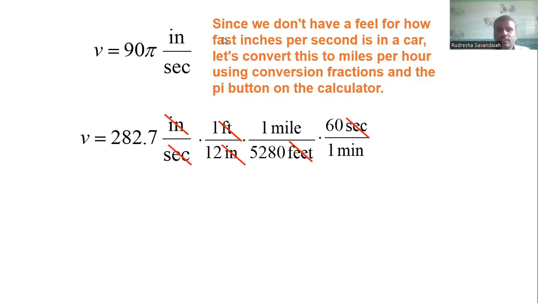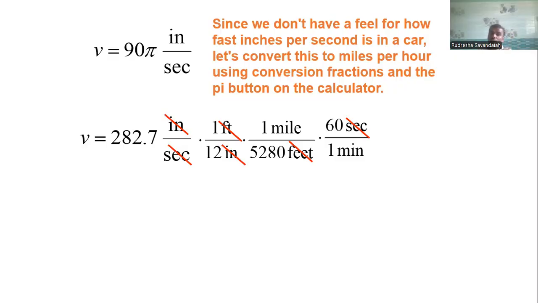Since we don't have a feel for how fast inches per second is in a car, let's convert into miles per hour using the conversion fraction. And how do we use a conversion fraction in any measurement? Suppose you are using the pressure unit in Pascal. 1 Pascal is equal to 1 Newton per meter square. This will be the conversion factor. Using this conversion factor, v is equal to 282.7 inch per second.